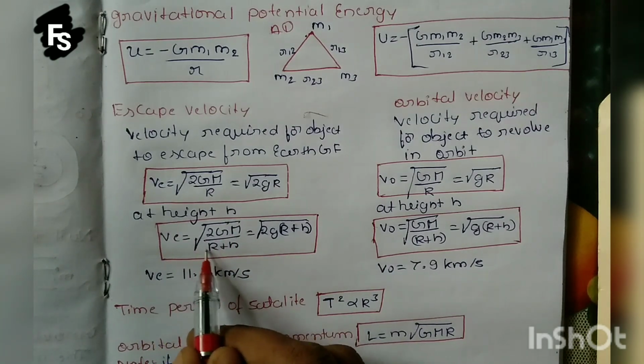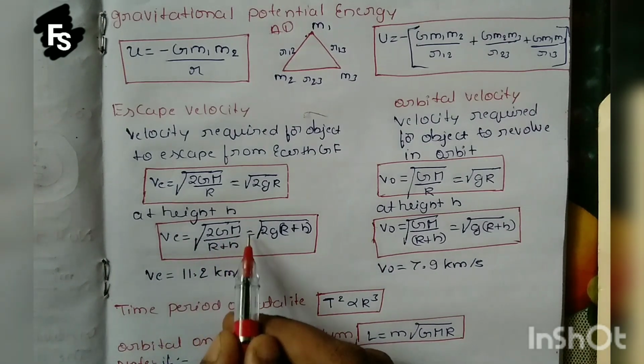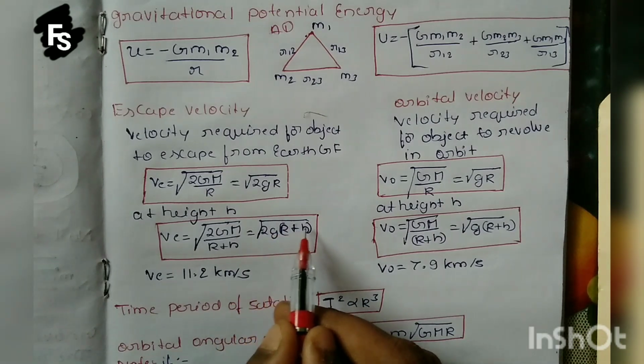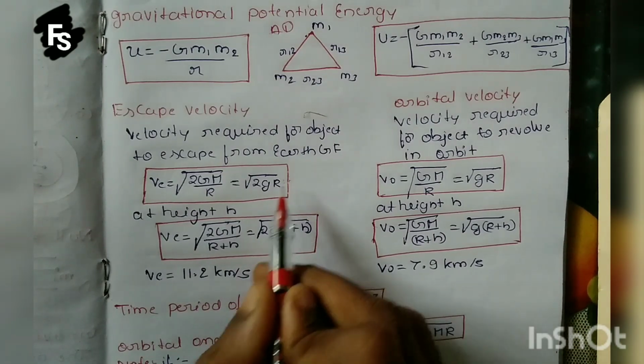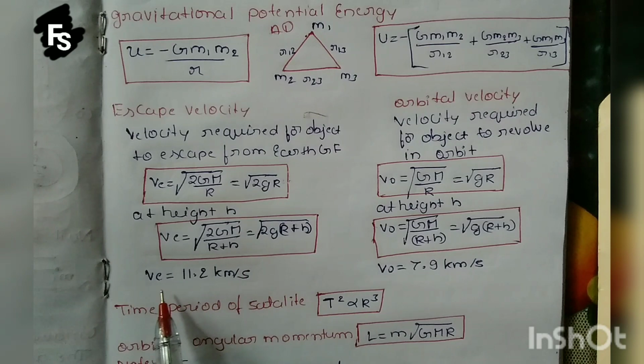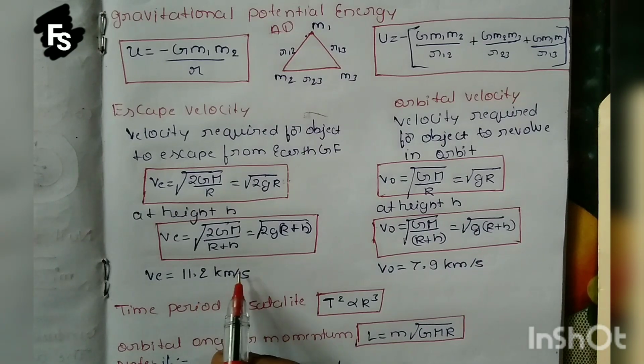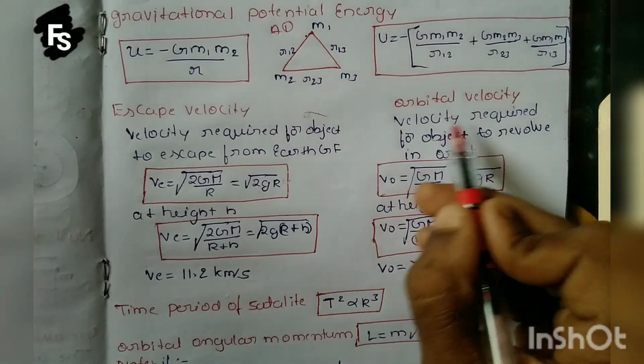At height h, the escape velocity V is equal to root of 2GM by (R plus h), which is equal to root of 2g into (R plus h). In this case, we have to add the height. The escape velocity of Earth is equal to 11.2 km per second.